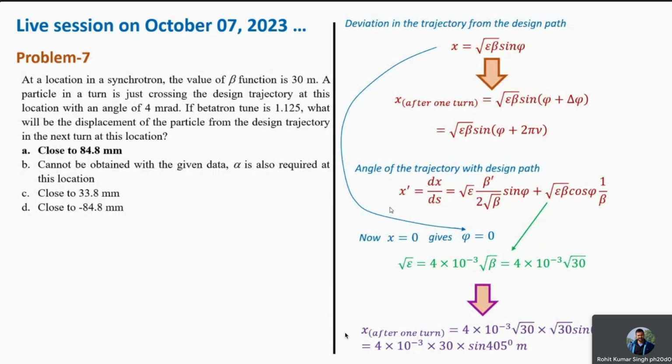Is it clear? Yes, sir. We have provided some initial conditions. We have to use those initial conditions to find the emittance. If we know the emittance, and the tune and beta are given, we can get the displacement after one turn also.